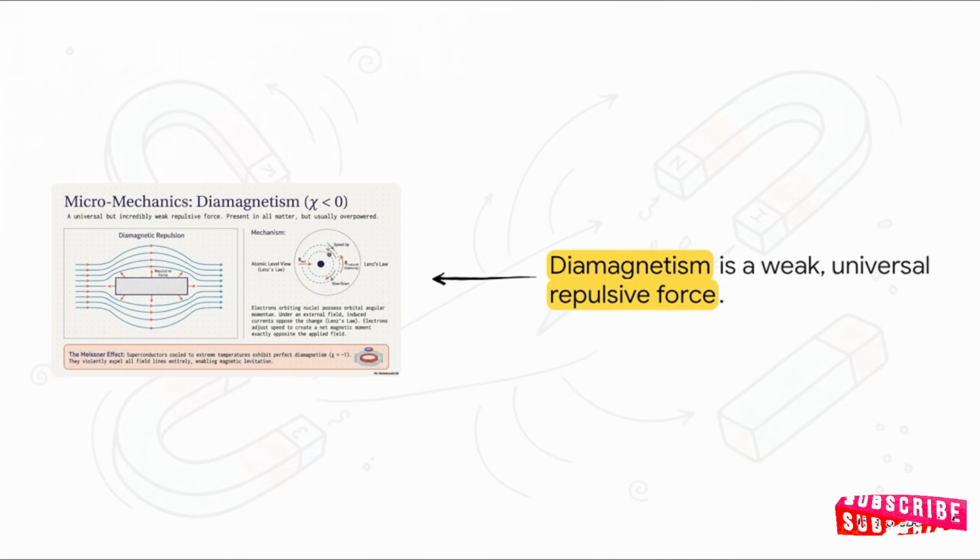When an external field is applied, the orbiting electrons actually adjust their speed to create an induced magnetic moment that exactly opposes the applied field, thanks to Lenz's law. It literally pushes the field lines away. A wild extreme of this is the Meissner effect, where supercooled superconductors violently expel all field lines entirely, allowing for actual, real-life magnetic levitation. How cool is that?